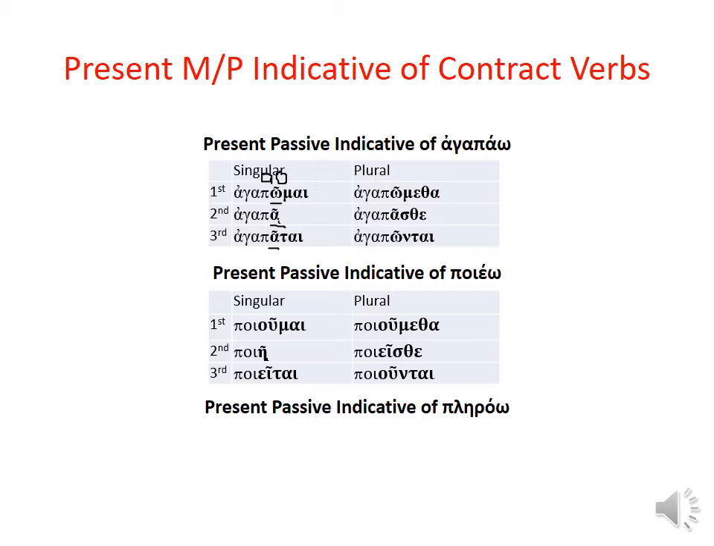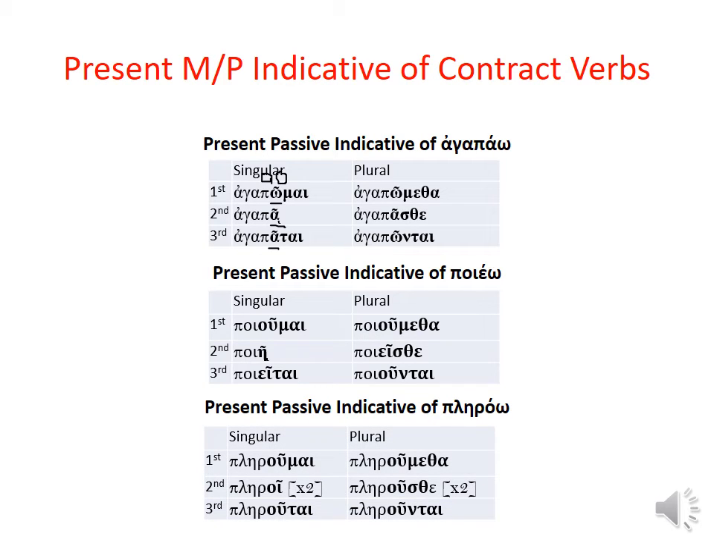So here with poieo we have poiumai, poie, poietai, poiumitha, poiestha, poiuntai. And that's how you learn it. You don't say it twice, you don't say it once, and you probably do better than say it just twice. I would try to do it 3 times in a row in good rhythm.